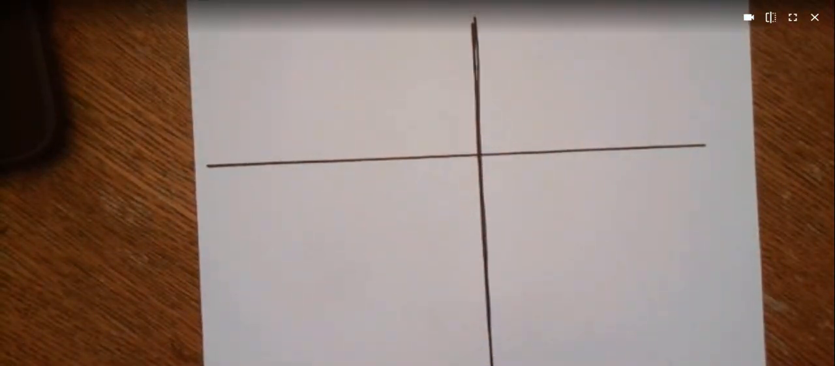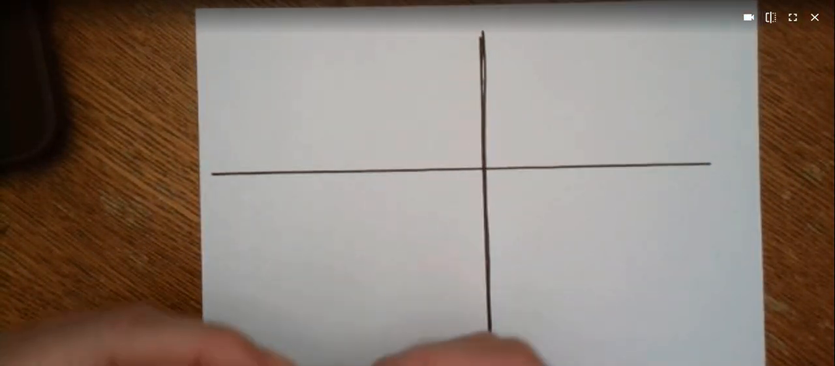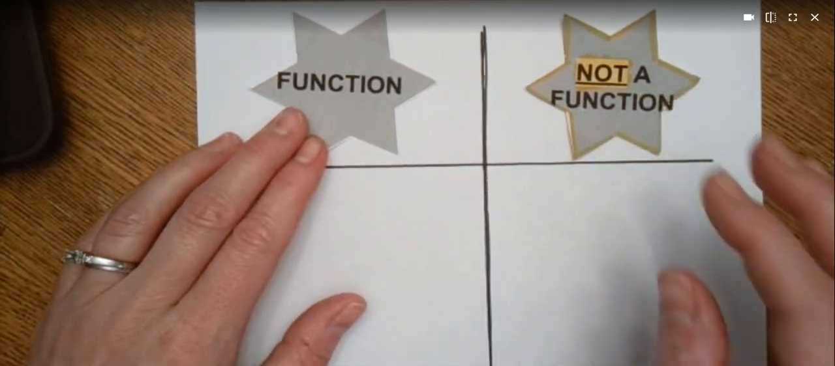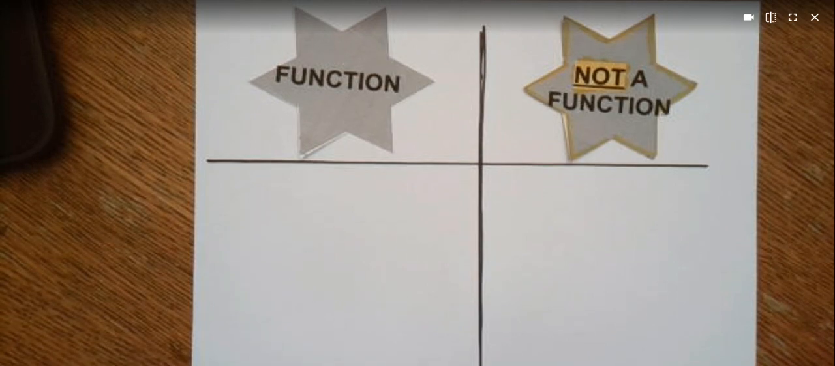So let's do a little review activity here, a little summary, just to be sure we've got everything. So I'm going to have two categories here, function and not a function. And again, I would be doing this in class. We'd be doing this together.